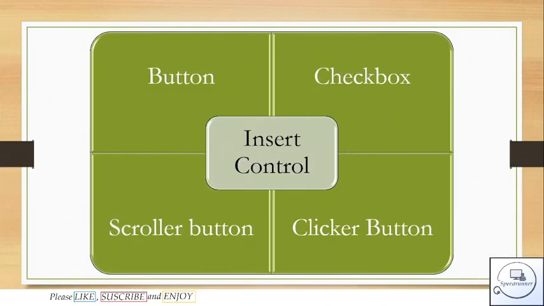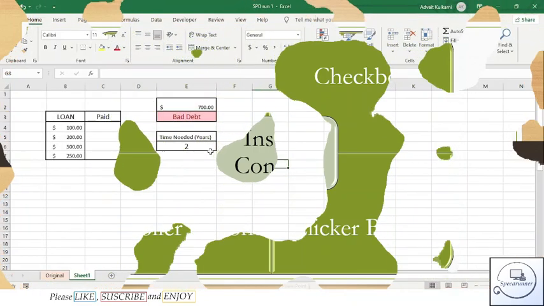The next on this list we are going to learn is the clicker button. Now let us see what the clicker button is directly in Excel. A clicker button is used to increase or decrease the value just as the scroller button, but instead you will not be able to scroll, just click on the top arrow or the bottom arrow. Let us see the process of adding it in Excel.